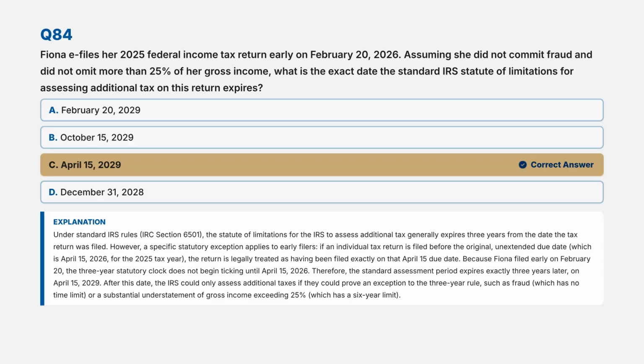Therefore, the standard assessment period expires exactly 3 years later on April 15th, 2029. After this date, the IRS could only assess additional taxes if they could prove an exception to the 3-year rule, such as fraud, which has no time limit, or a substantial understatement of gross income exceeding 25%, which has a 6-year limit. Great. Let's move to question 85.